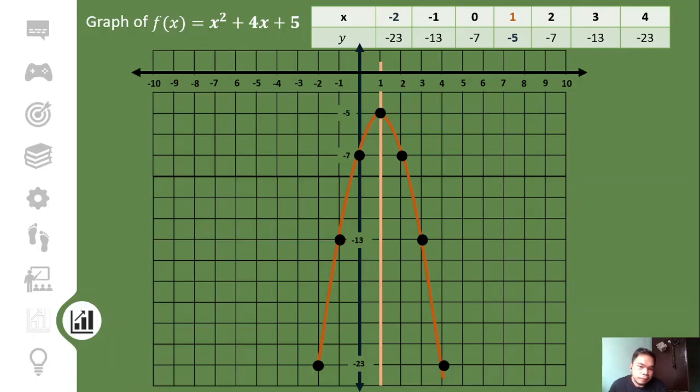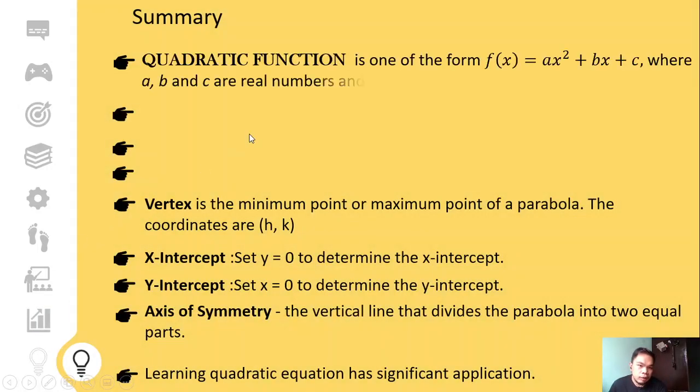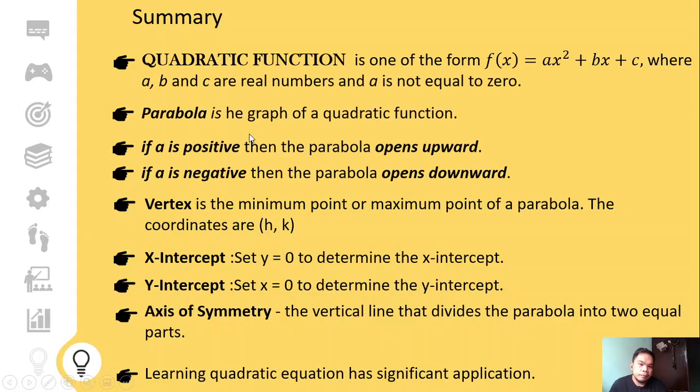So, that's it. No, ito yung summary. Ayan. Okay, so that's it.